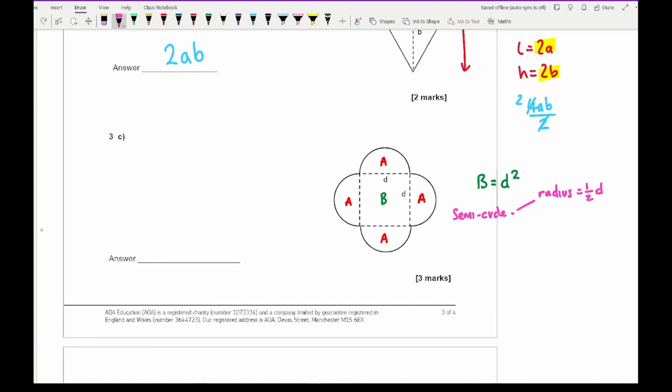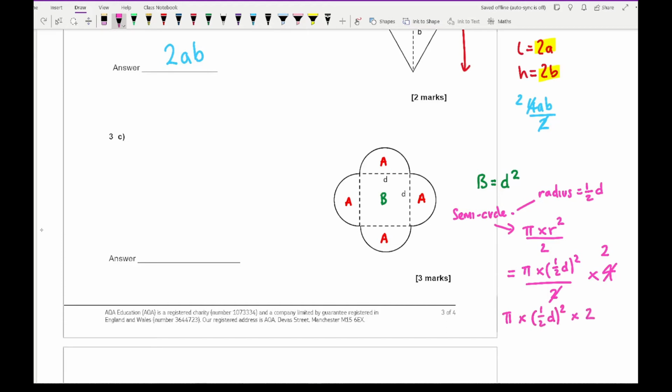Now for the area of a semicircle, that's pi times the radius squared divided by 2. Now in this case the radius is a half D, so if I substitute that I get pi times a half D squared divided by 2. Now I'm actually going to need 4 of those, so if I multiply this by 4, then that 2 cancels with the 4 to leave me with 2. So in theory what I've got is pi times a half D squared multiplied by 2.